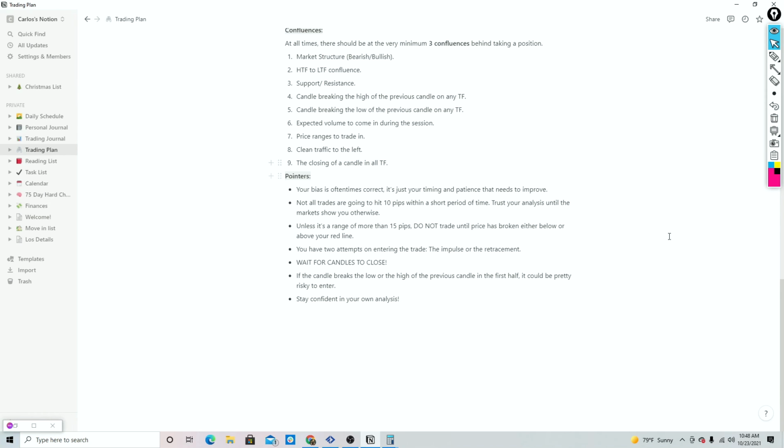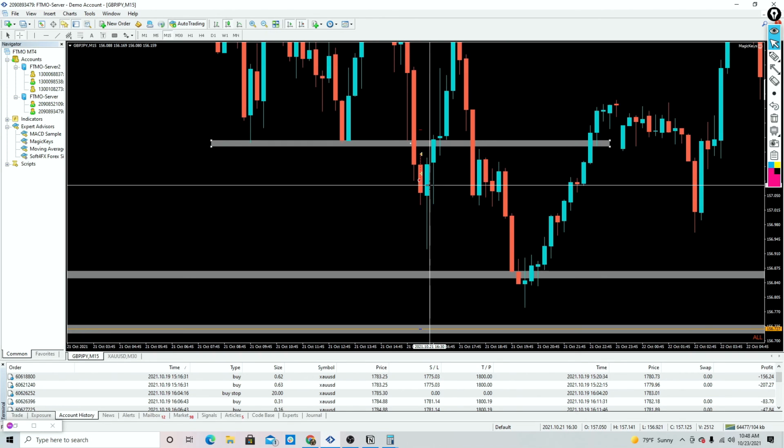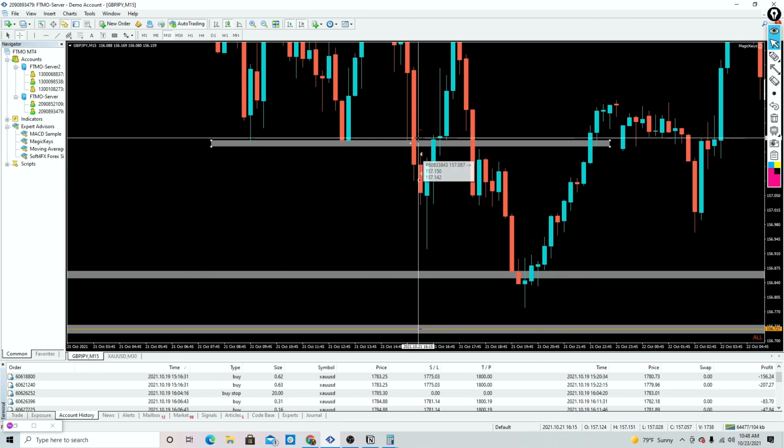Pointers that I have is just stuff that I've realized over time. Just like little tips and stuff like that. So your bias is oftentimes correct. It's just your timing and patience that needs to improve, right? Timing and patience really is, like I said, other two huge factors that kind of involve your psychology a little bit. Like for example, like I explained right here, right? Maybe my timing, right, was a little bit early, right? Maybe price needs to continue going up a little bit before coming down, right?